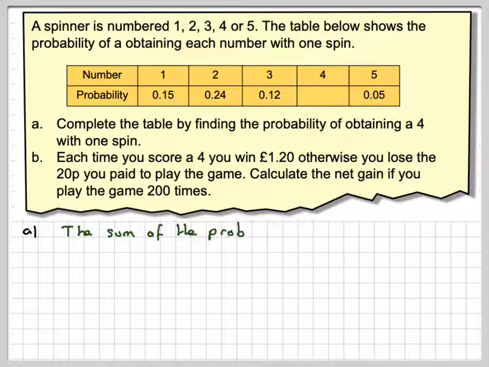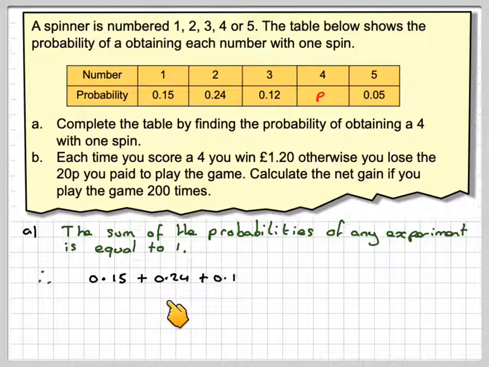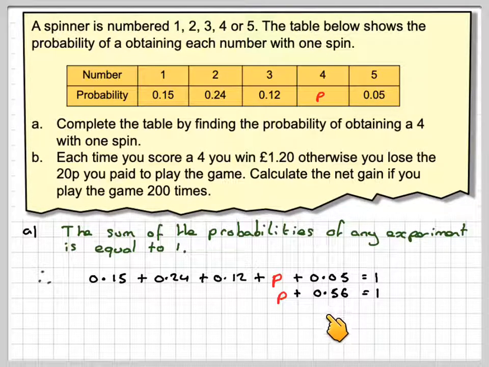So, the sum of the probabilities of any experiment is equal to 1. We'll call this P, the one that we want to find. Then 0.15 plus 0.24 plus 0.12 plus P plus 0.05 will be equal to 1. So P plus 0.56 is equal to 1. So P will be equal to 0.44. All these probabilities have to add up to 1.